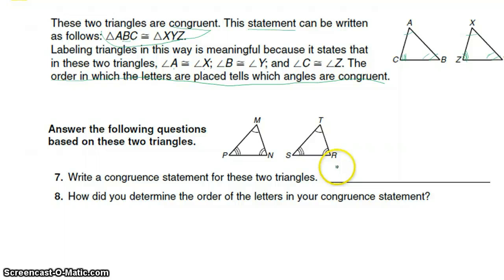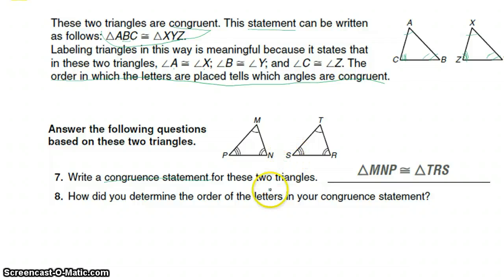So I want you to stop the video and see if you can answer these 2 questions for me. When you're done, turn the video back on. All right, let's see how you did. They wanted you to write a congruent statement for these 2 triangles. I hope that you paid attention to your tick marking. We see that M and T matched up, R and N matched up, and S and P matched up. So that would give us a statement that triangle MNP is congruent to triangle TRS.